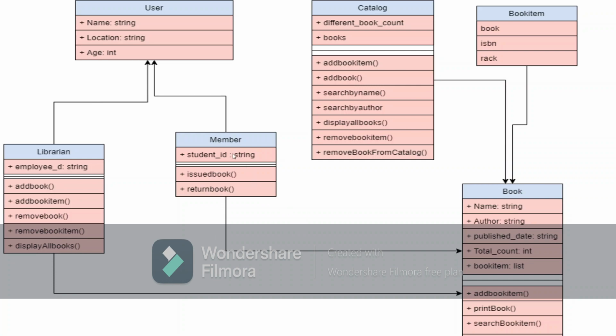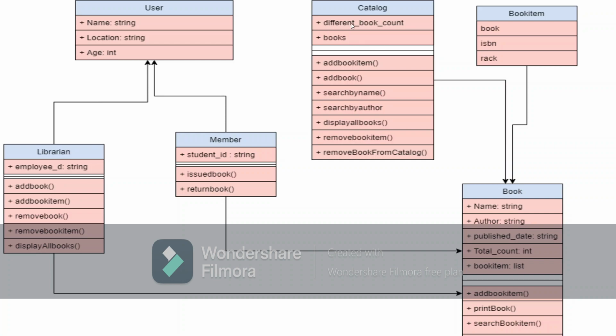The member has a student ID, which will be a string, and this member class is also inherited from the user class. Then they have issue book and return book. A member can issue a book for a specific number of days, and then has to return the book which he has issued. Then the catalog is basically a collection of all the books.